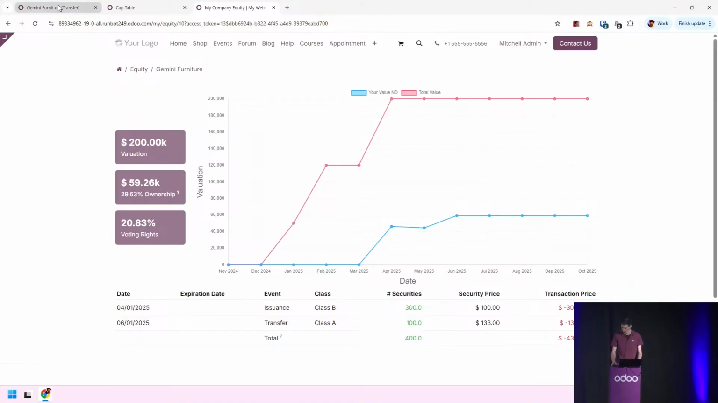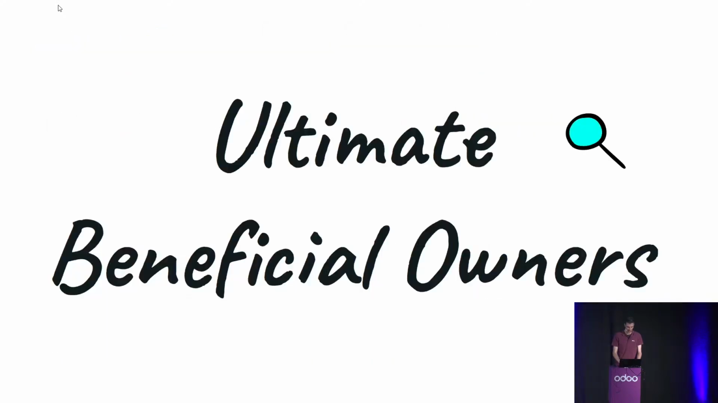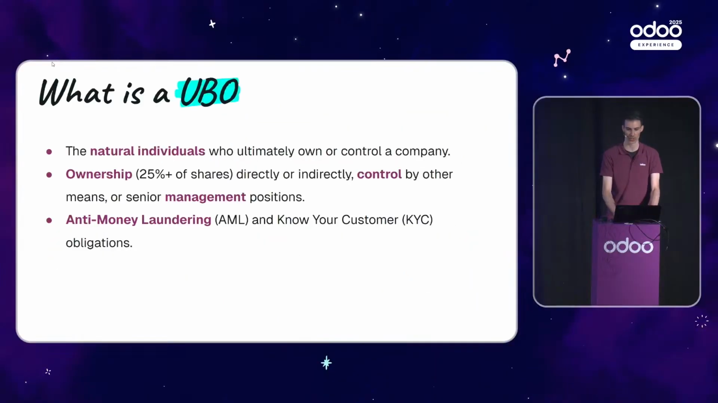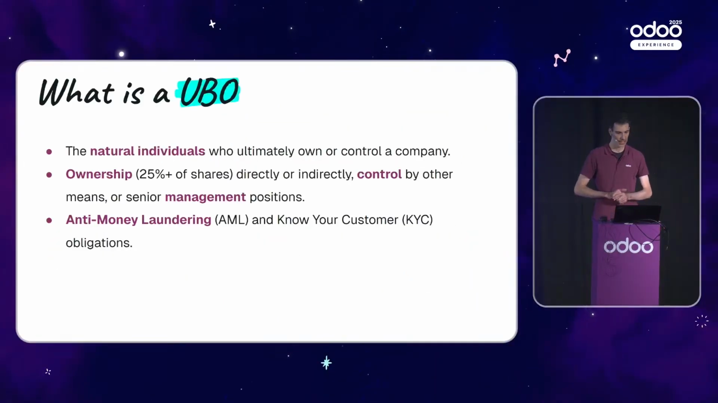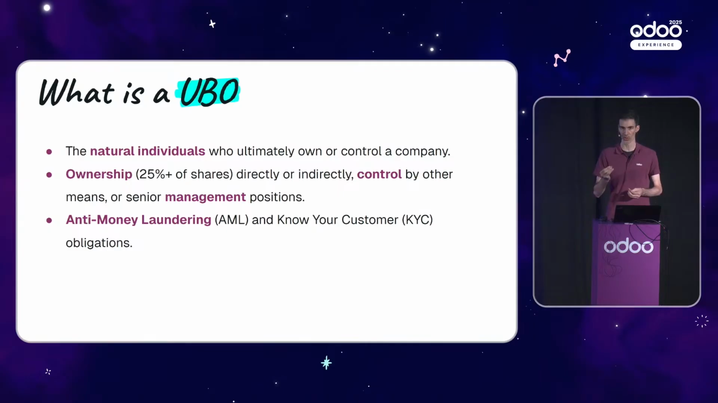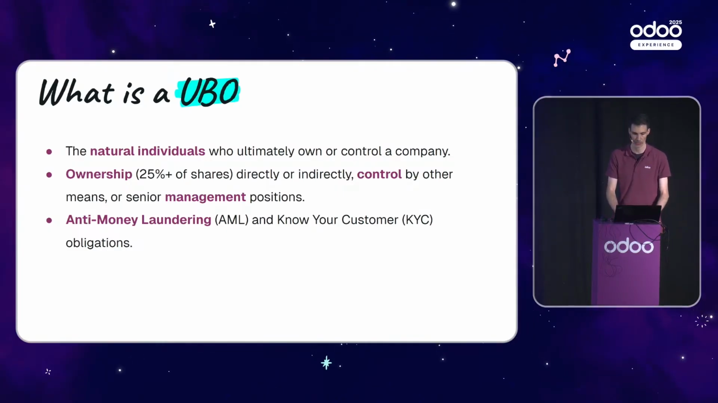Very good. So that's for our first part. The second part of the presentation has to do with ultimate beneficial owners. What is a UBO? It is a natural individual, so it's a person, not a company or an entity, who ultimately owns or controls a company.